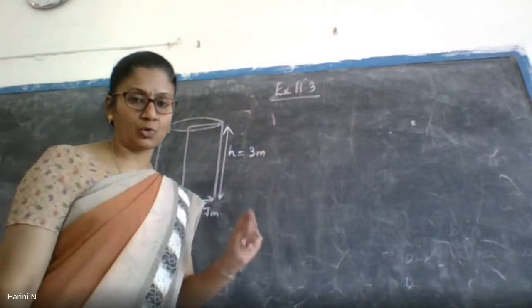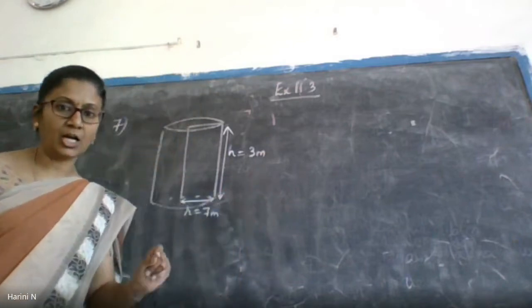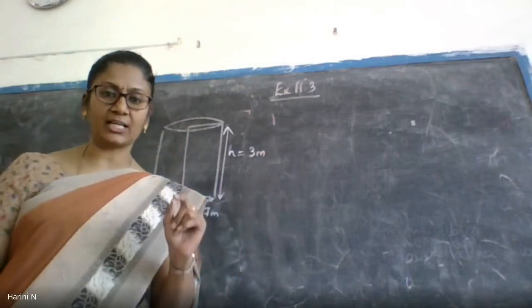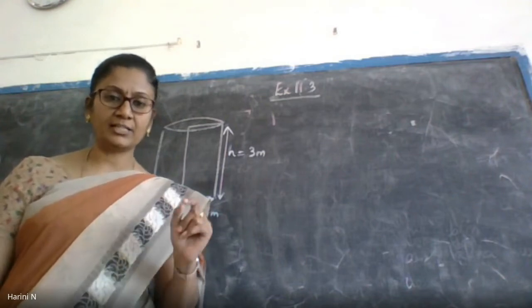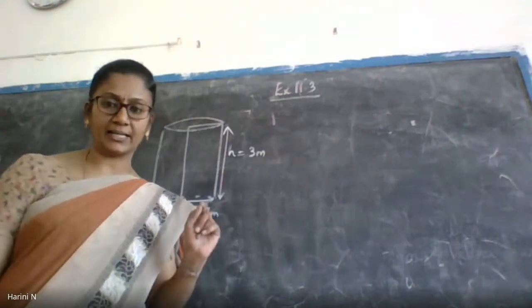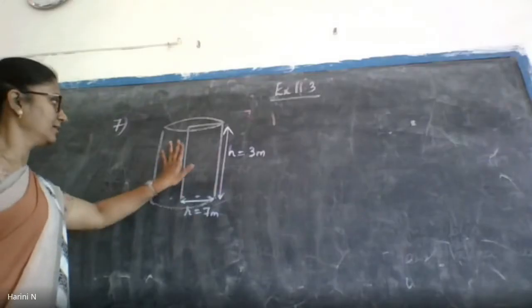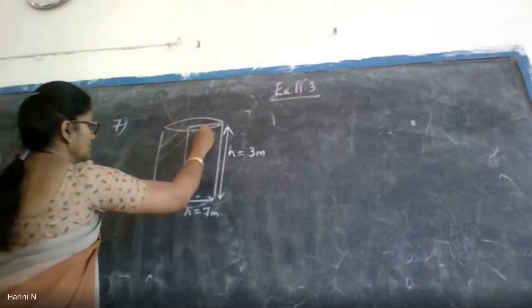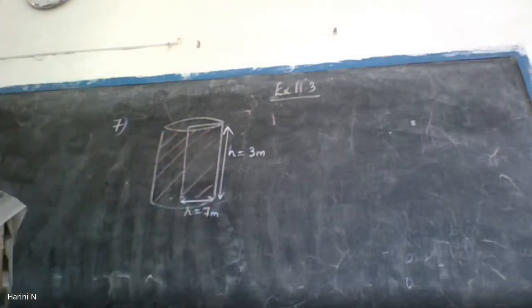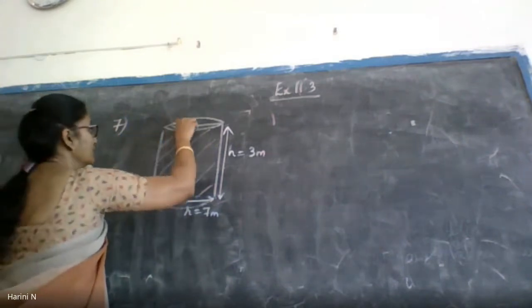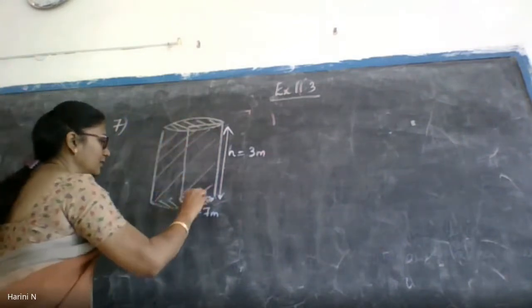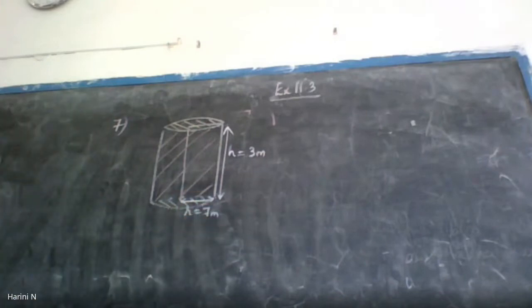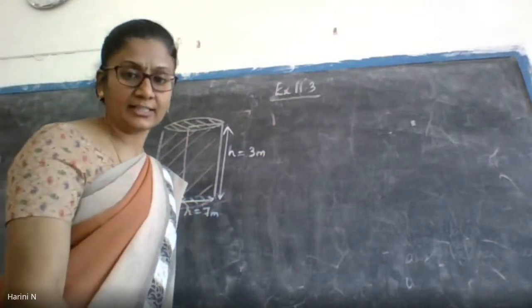If it is a closed cylindrical tank, how many faces do you think this container will have? Ma'am, 3 faces. Yes, it will have 3 faces. The curved surface, which is this. Then you have the 2 surfaces on the top and the bottom. This is the top face and this is the bottom face. So there are 3 faces for the container.